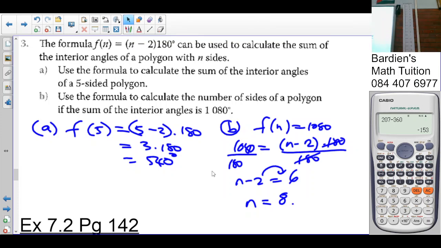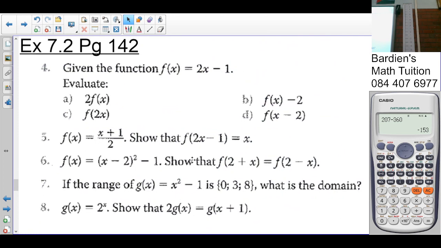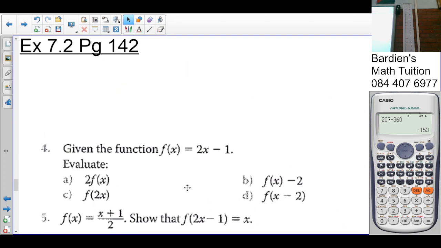So the 8-sided figure's interior angles will be equal to 1080. An 8-sided figure is also called what? Octagon. What is an irregular octagon? An 8-sided figure where all angles and all sides are not the same. Okay? You all okay with that? Alright. Let's look at number 4.